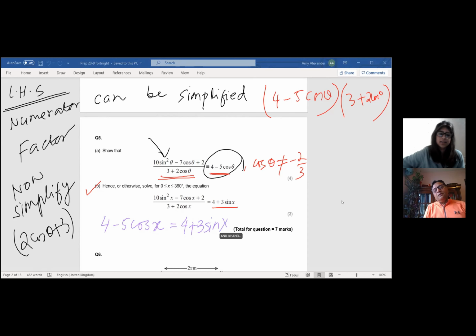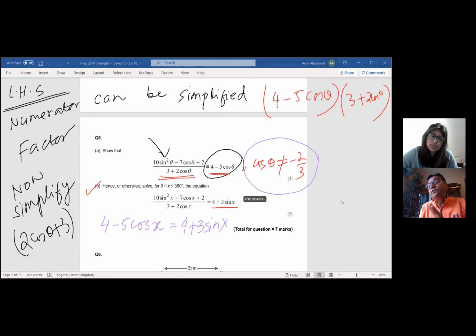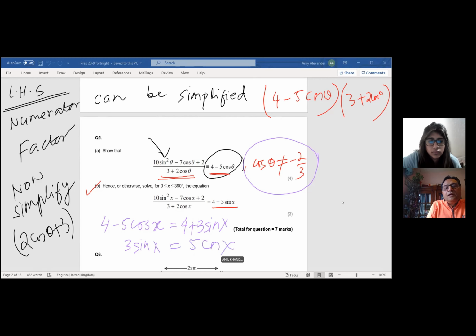And then we'll get tan. So you will write this. And remember, your cos x cannot be equal to minus 2 by 3. So do not write your answers if you get that, right? That is the whole idea. So now we can bring 4 and 4 cancel, right? So we get 3 sin x equals minus 5 cos x, correct? Minus, correct.